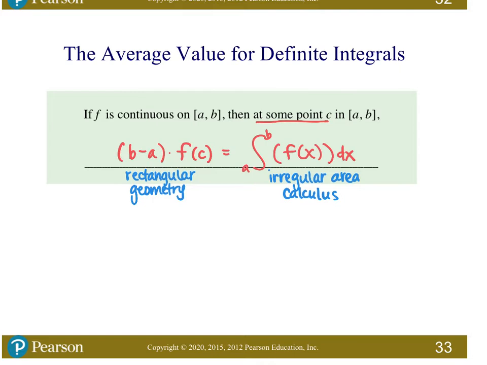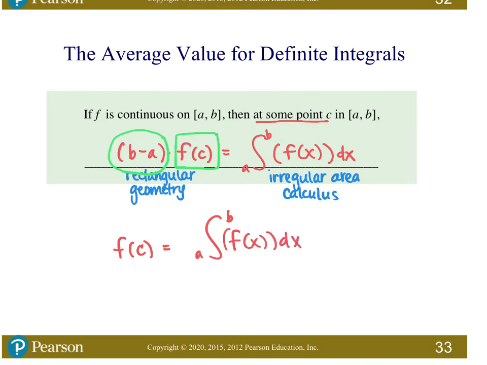Now we can do things to that theorem. Specifically, if I asked you to get rid of b minus a, in other words, how would you get f of c by itself? Okay, here's your f of c. How do you get it alone? And hopefully you're comfortable enough to say, oh, you divide by b minus a. That's how you get it alone. And so if I asked you to get f of c alone, then you would have the integral from a to b of f of x dx divided by the quantity b minus a. And being able to get that alone is very helpful.